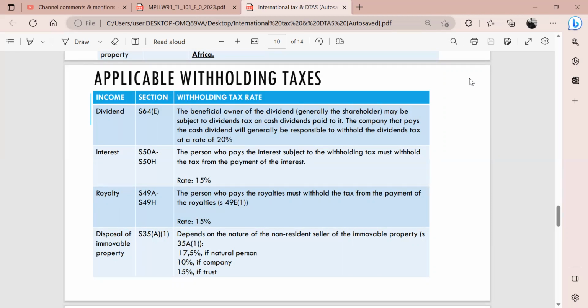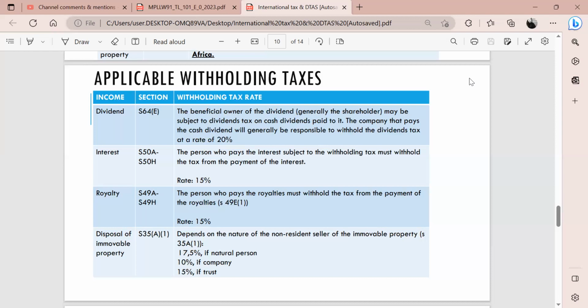Let's take a look at dividend income. In terms of Section 64 Cap E, the withholding tax rate is as follows. The beneficial owner of the dividend, generally the shareholder, may be subject to dividends tax on the cash dividends paid to it. The company that pays the dividend will generally be responsible to withhold the dividend tax at a rate of 20%.